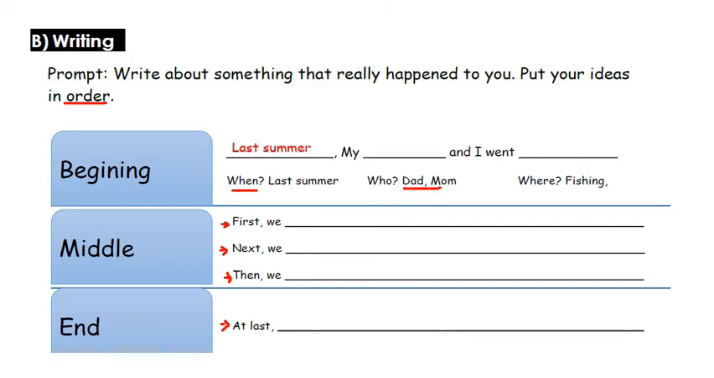Who did you go with? Dad, mom, any other member in the family, or maybe your friends. But here I use dad. My dad and I went. Where did you go? Or what did you do? We went fishing, for example.